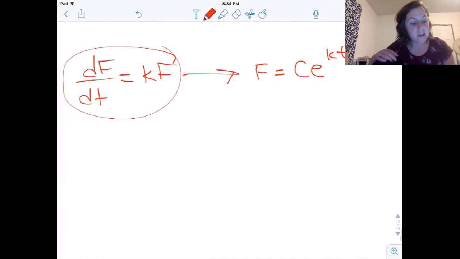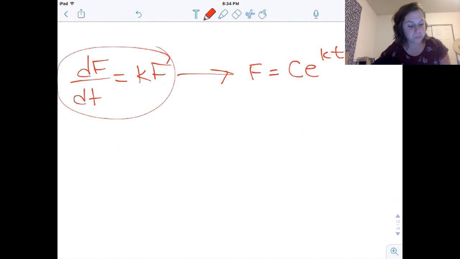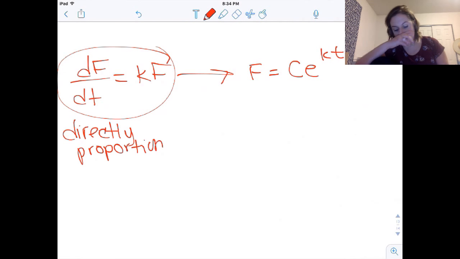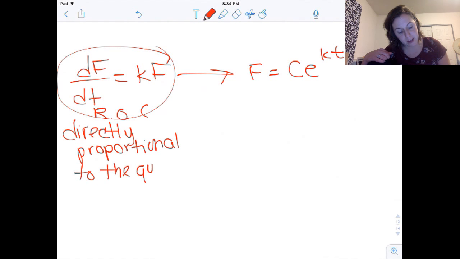It's directly proportional to the rate of change. So the rate of change is directly proportional to the quantity. That's the other way we would say that. Anytime you see one of those two things, go right to PERT.